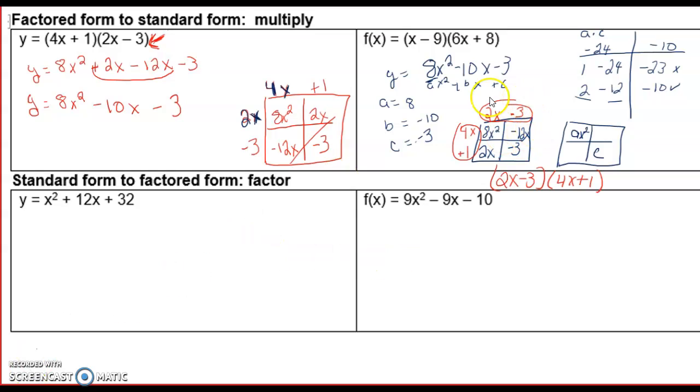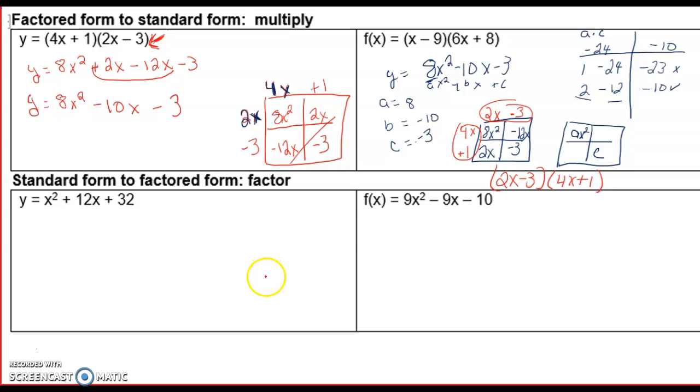Okay, so this work right over here is the opposite of this. We took the equation right here and we worked our way backwards, again, factored it in order to get back to here. So this is how we did that. Now, this one right here, the x minus 9 and the 6x plus 8, you're going to do that on your paper. All right, I'll go back to that one in a minute.